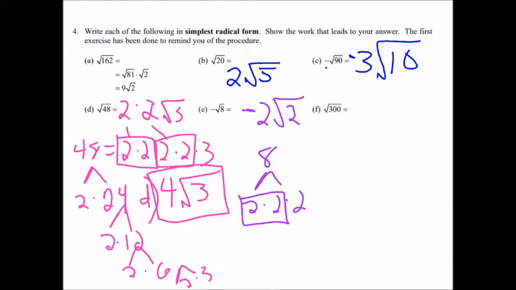300. This is Sparta. That's a movie. Anyway, 3 times 100. 10 times 10.